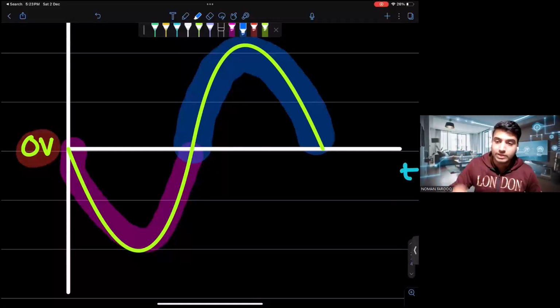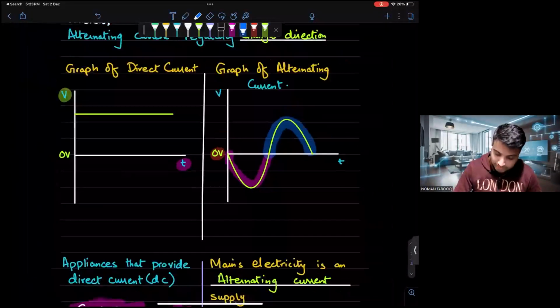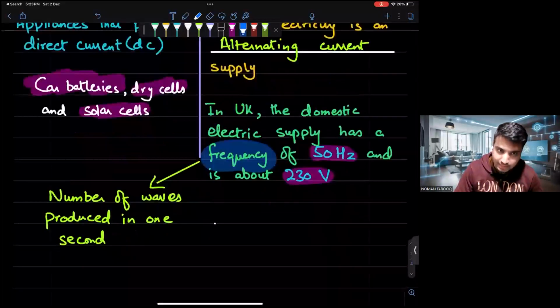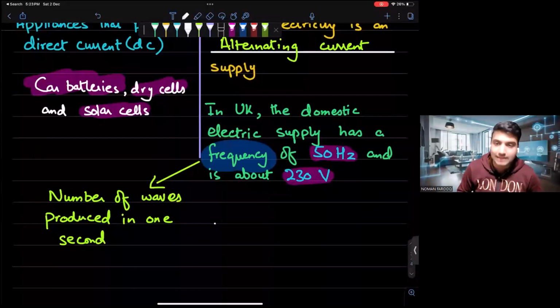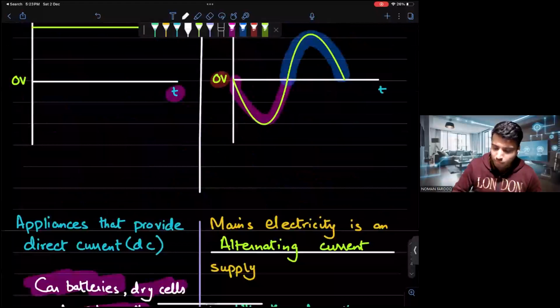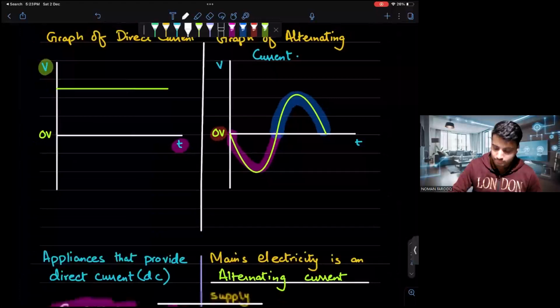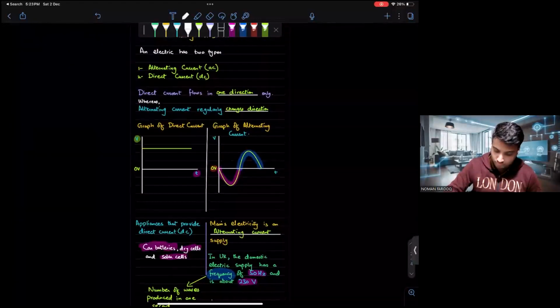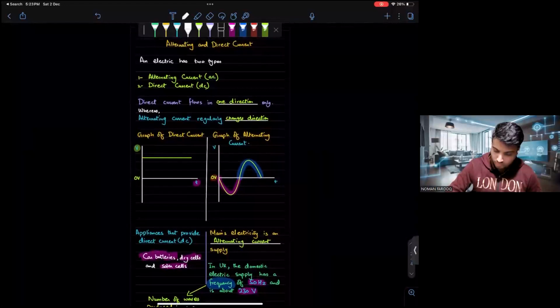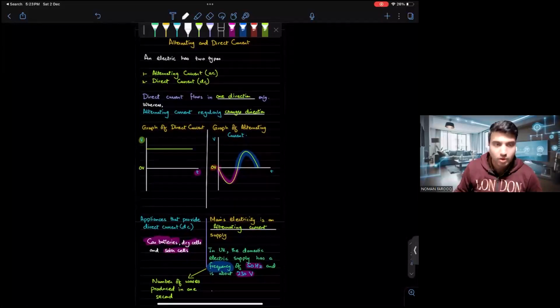So frequency is the number of waves completed in 1 second. That is basically the frequency, and the SI unit of frequency is hertz. So 50 hertz means there are 50 waves produced in 1 second. In 1 second, there are 50 waves like this of alternating current generated. All right, please note it down.